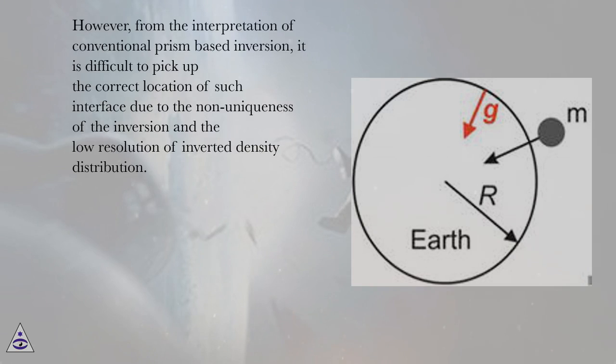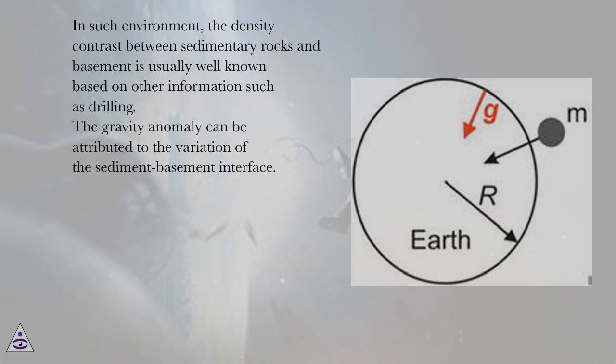However, from the interpretation of conventional prism-based inversion, it is difficult to pick the correct location of such an interface due to the non-uniqueness of the inversion and the low resolution of the inverted density distribution. In such environments, the density contrast between sedimentary rocks and basement is usually well known based on other information such as drilling. The gravity anomaly can be attributed to the variation of the sediment-basement interface.